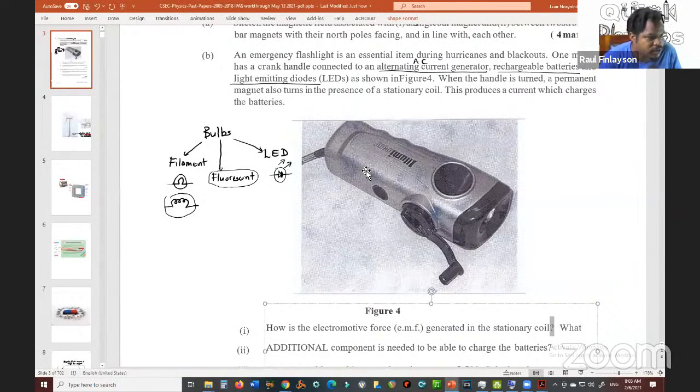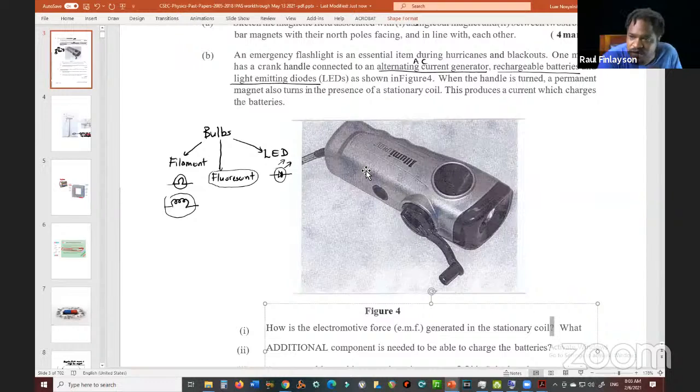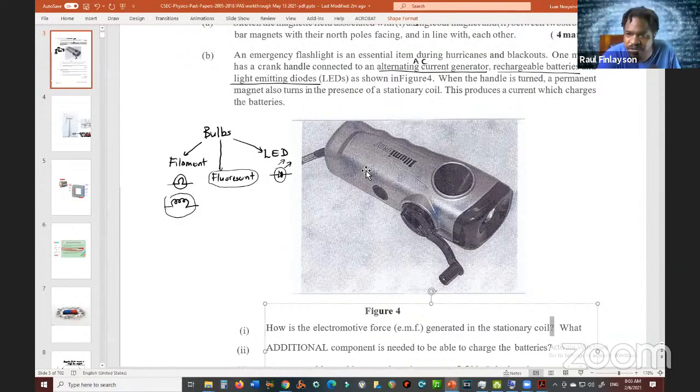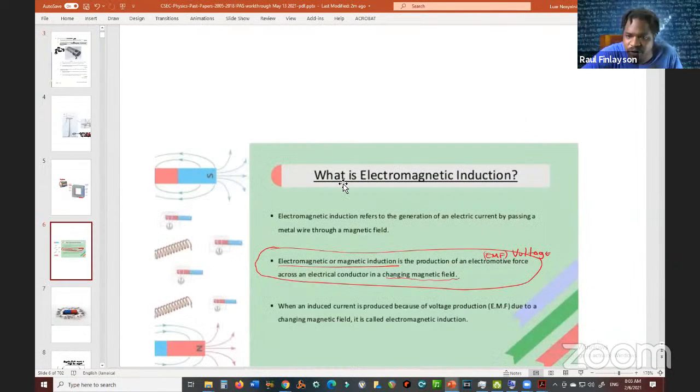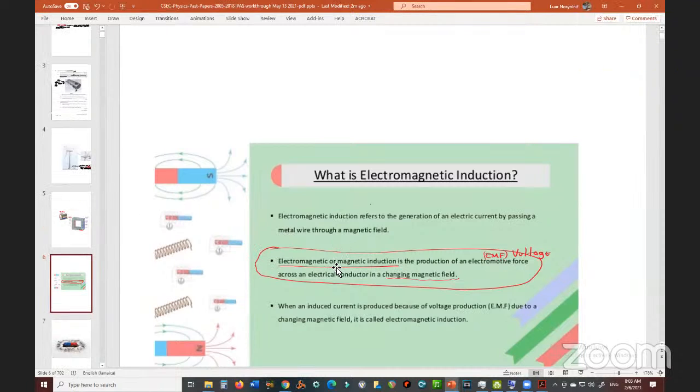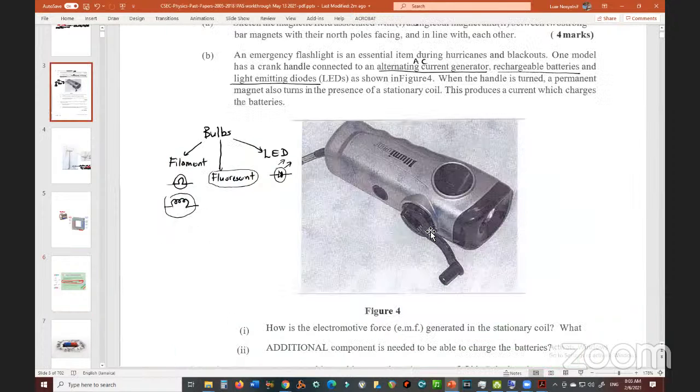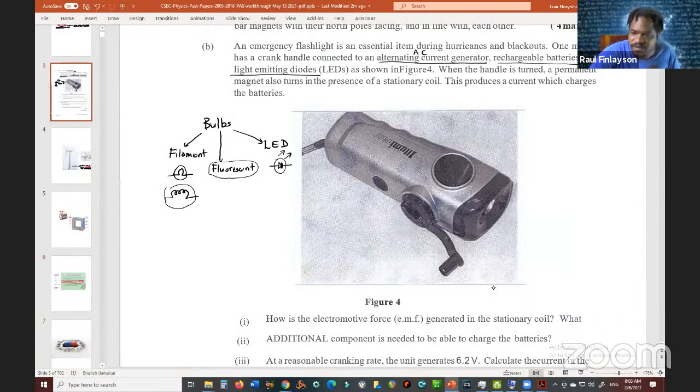How can you get voltage from a magnet? That's the question. What word did I show you a while ago that you must know the meaning of? What's the term? Electromagnetic induction. I just write induction. That's all they're asking you for, a one word answer. So that's right, electromagnetic induction.